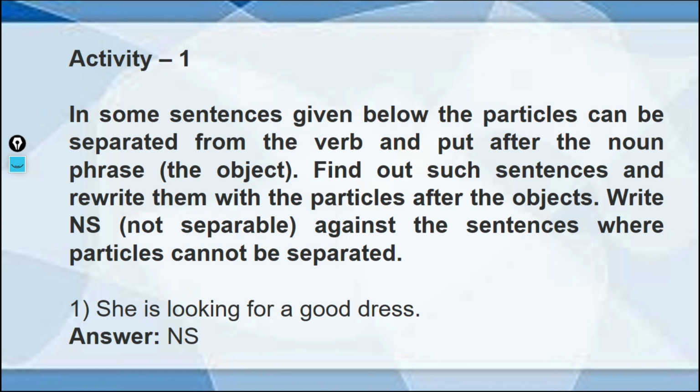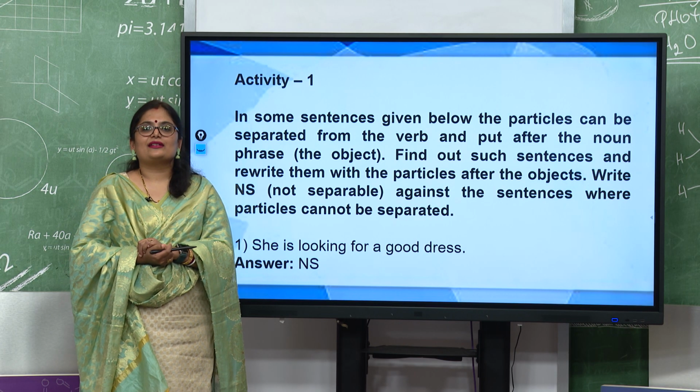In some sentences given below, the particles can be separated from the verb and put after the noun phrase, which is the object. In here, we have to find out such sentences and rewrite them with the particles after the objects. We have to write not separable or NS against the sentences where the particles cannot be separated. So, let us look at the first example.